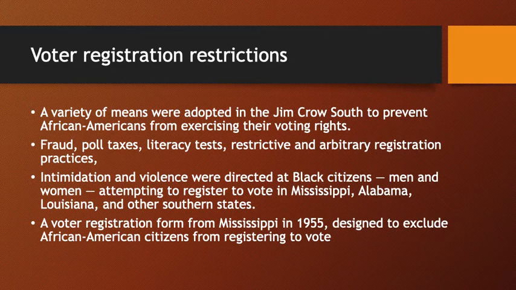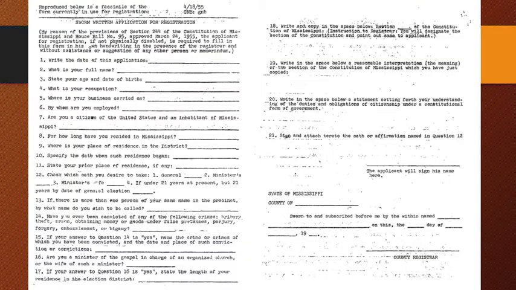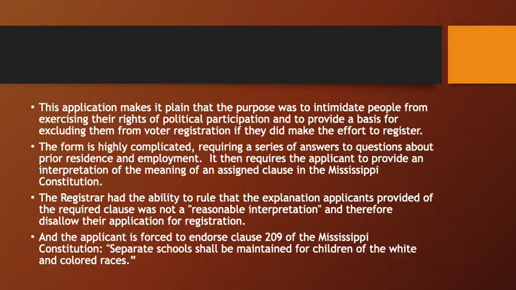This is the reason why I asked you to view the video last week of voter registration challenges in Mississippi, Alabama. Here we have a voter registration form from Mississippi in 1955, which is clearly designed to exclude African American citizens from registering to vote. You'll need to look at this form on the slides that are also posted, but basically you will see that this registration form is obviously and transparently designed to make it impossible or extremely difficult for African American people, rural people, often poorly educated people, to prevent them from exercising their rights of political participation, and to provide a legal basis for excluding them from voter registration if they did make the effort to register.